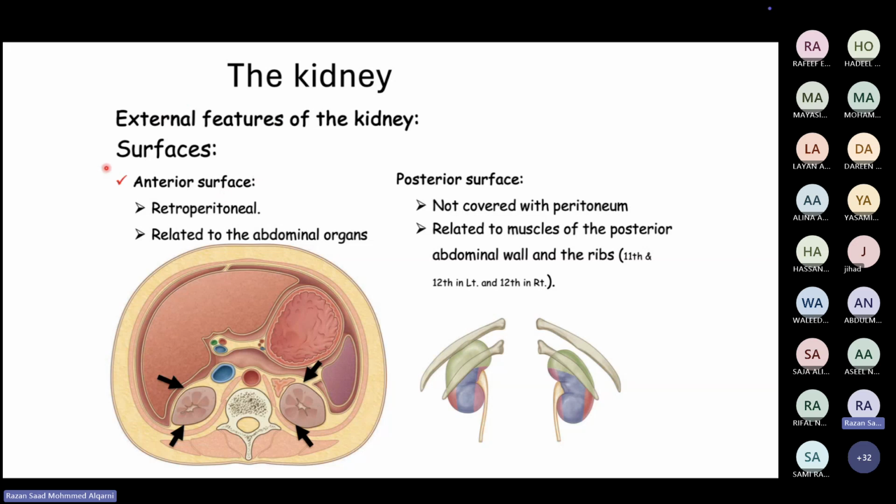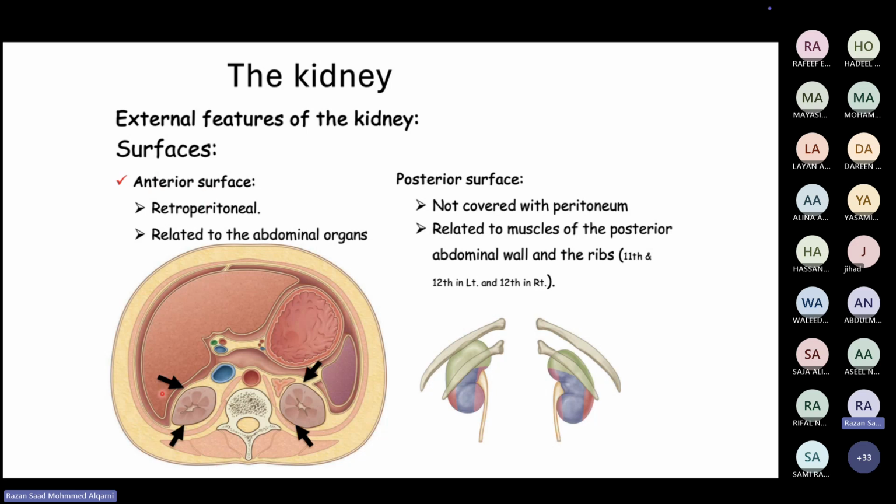Let's first talk about some of the relations, especially around the surfaces. The anterior surface, we said, is a retroperitoneal structure. That means, as you can see, this layer that surrounds the GIT structure is called the peritoneum. The kidney, as you can see here in the posterior of the body, is going to be retroperitoneal. That means it's going to be behind the posterior surface of the peritoneum.